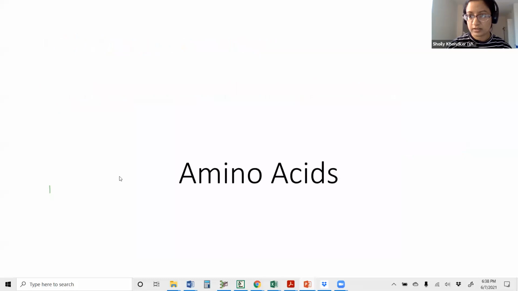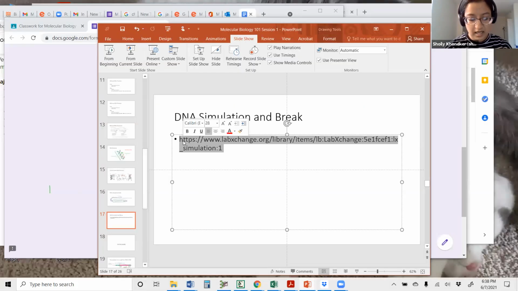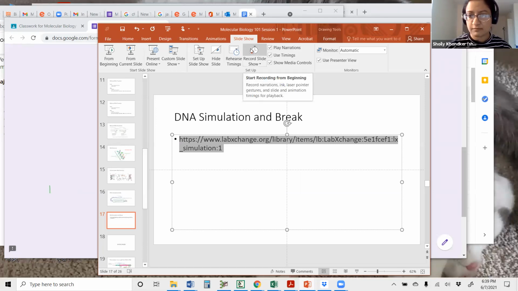So I think we have some time for a break now, but before we do that, I just want to share a simulation of DNA structure. I know we allotted time for about a 15-minute break, so I can send that link in the chat, and the simulation only takes a couple minutes to go through, so maybe everyone can do that independently and then take a 15-minute break, and then we can come back at 7. Does that sound good? Okay.